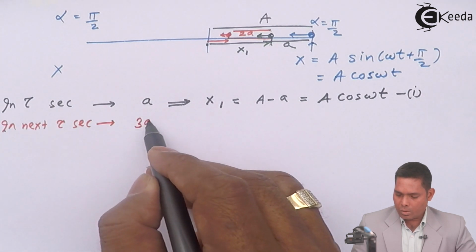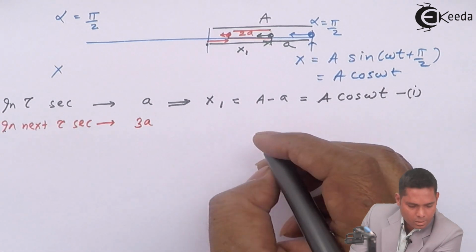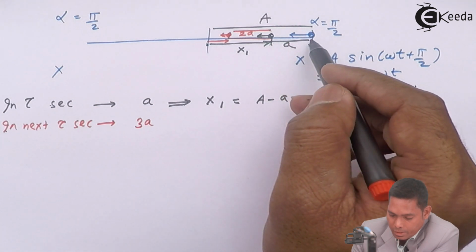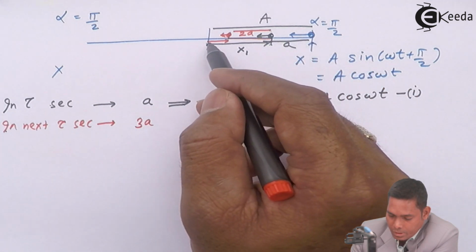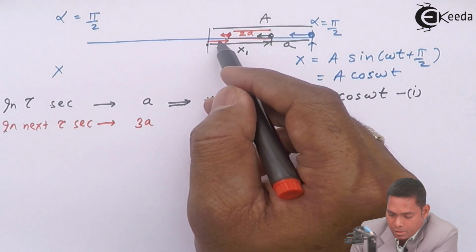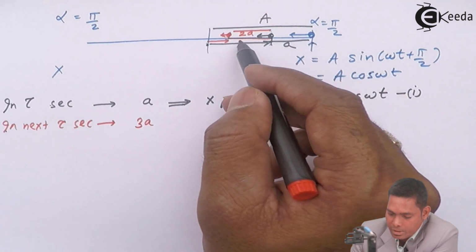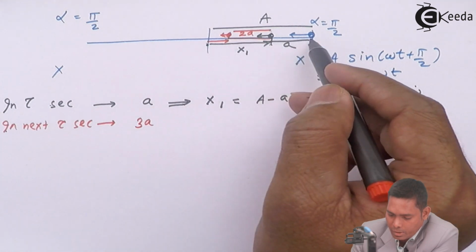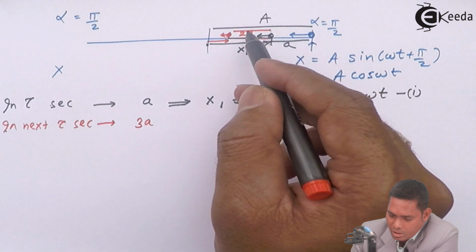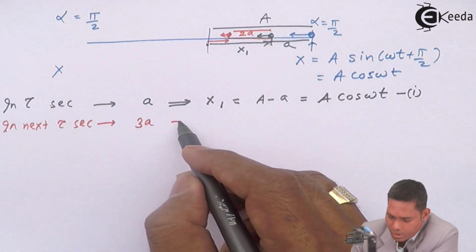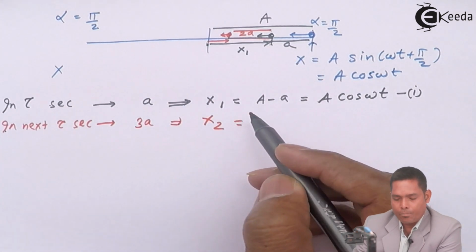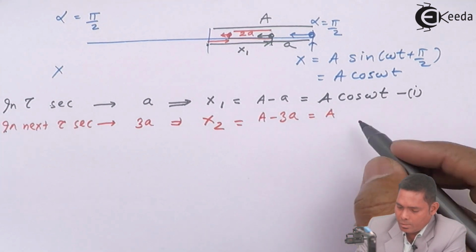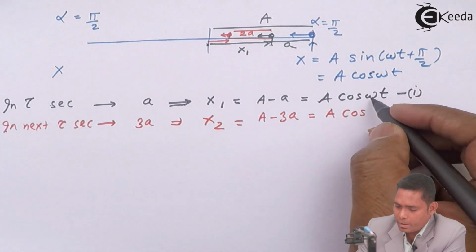So in the second case, after the next t seconds, the total distance covered here is 3a, because we will consider this is the displacement, and this is the distance. Total distance already covered is a plus 2a, that is 3a. So a minus 3a will be the displacement. So the displacement in the second case will be a minus 3a, which is a cos omega t.